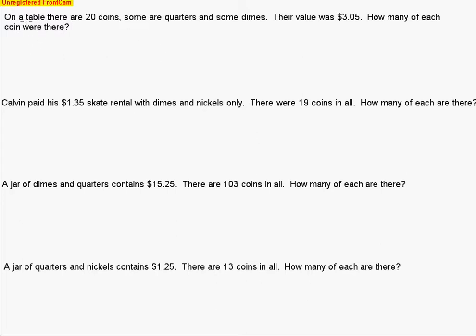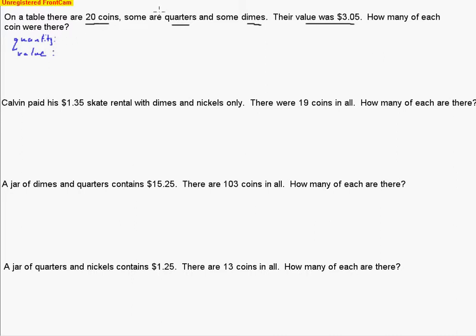So let's read the first problem. It says on a table there are 20 coins. This is important information, so I'd underline it. 20 coins, some are quarters and others are dimes. Their value was $3.05. So we're going to set up a quantity equation and a value equation, and then solve that system using those two equations.